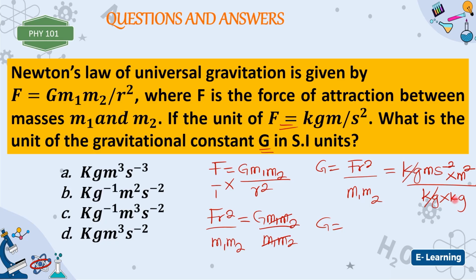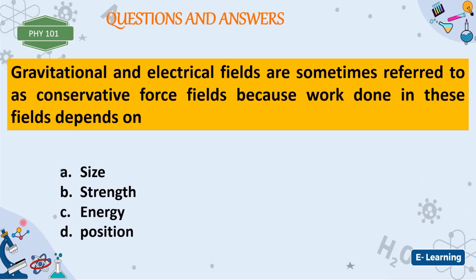So if this kg comes up, according to what I explained earlier, it becomes kg to the power negative 1. Then you have meter. Now meter squared times meter will give us meter cubed, and then per second squared. So the correct answer is kg per meter cubed per second squared, which is option C. Is that okay? Option C. Now let's see the next question.